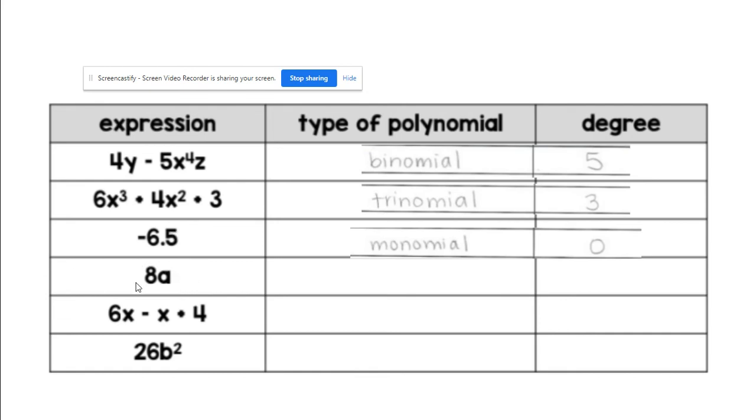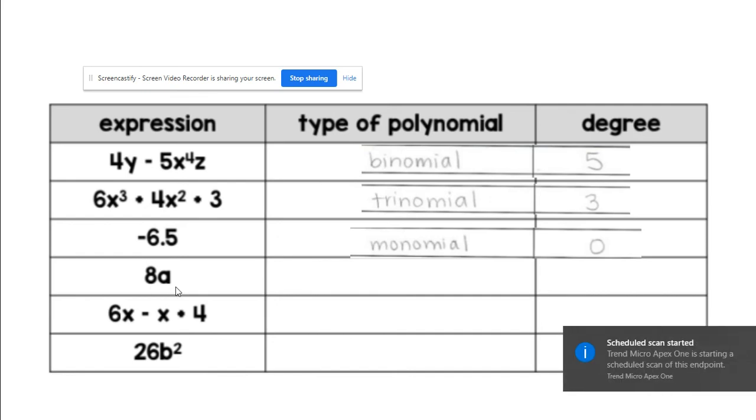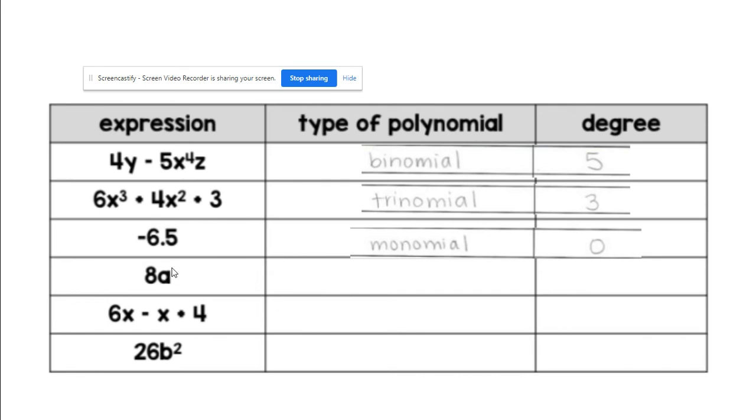Now that differs from the example underneath that says 8a. Again, this is a monomial. It is a single term, but I have a variable a. The exponent is not clearly written. That means the exponent of this is 1, so we have a degree of 1. It's all about whether you have a variable or not when we're talking about degree.